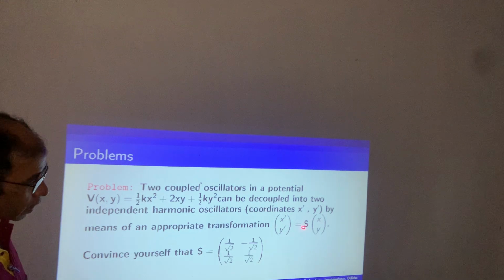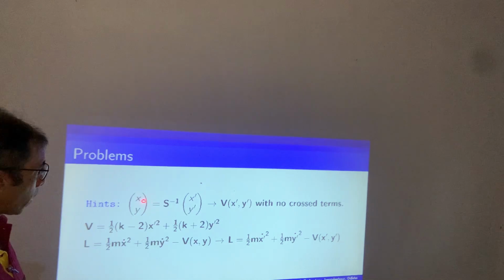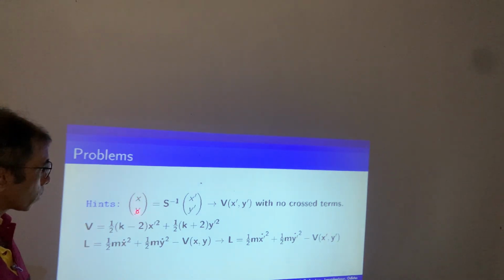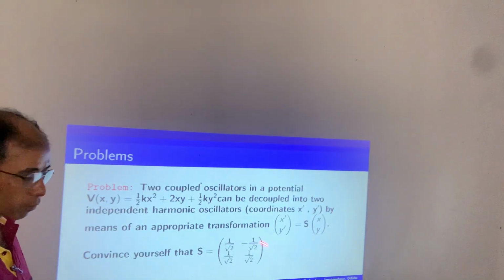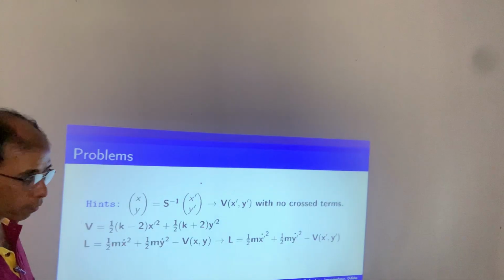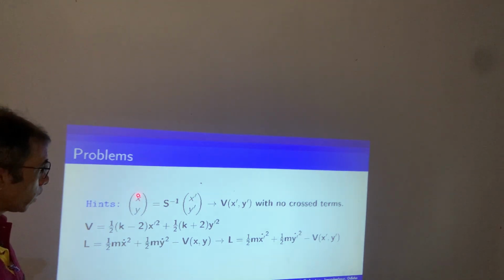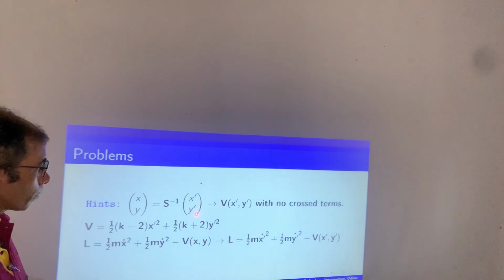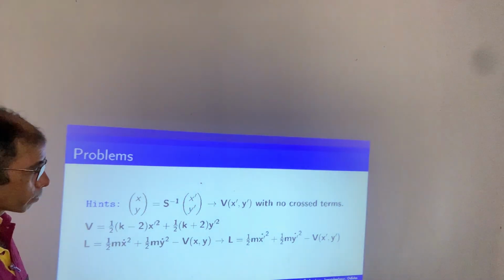So if this is S, then I can invert it. I can write (x, y) equal to S inverse times (x prime, y prime). So what you have to do is find the inverse of this matrix. That's straightforward. Once you have found the inverse, you know x in terms of x prime and y prime, and you know y in terms of x prime and y prime.